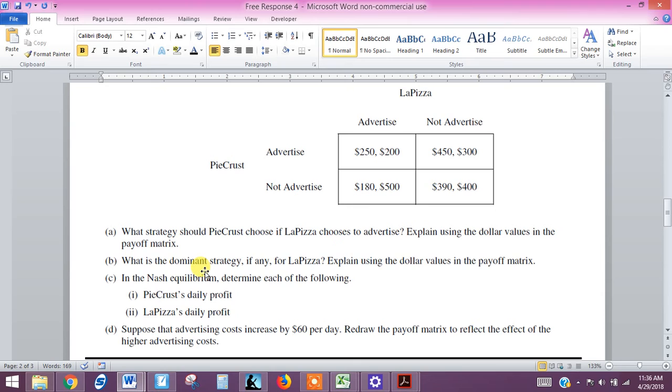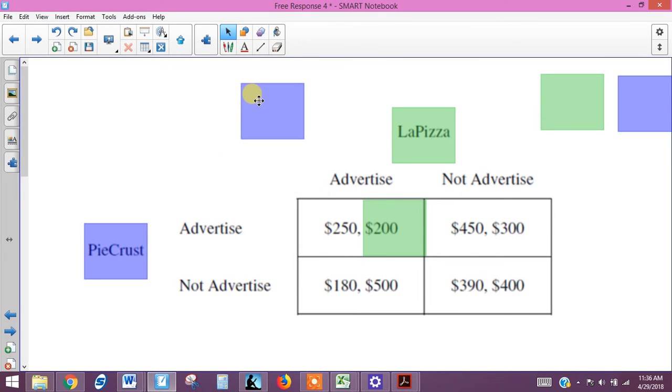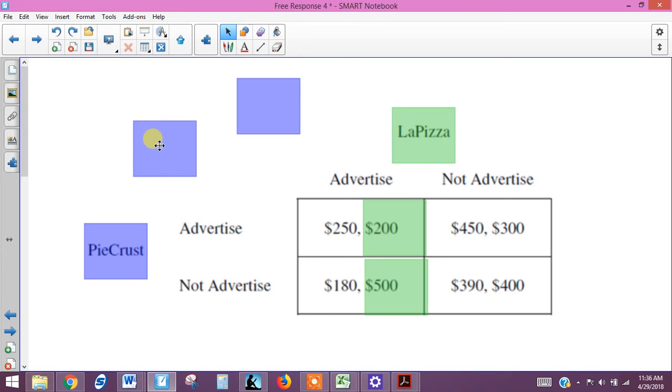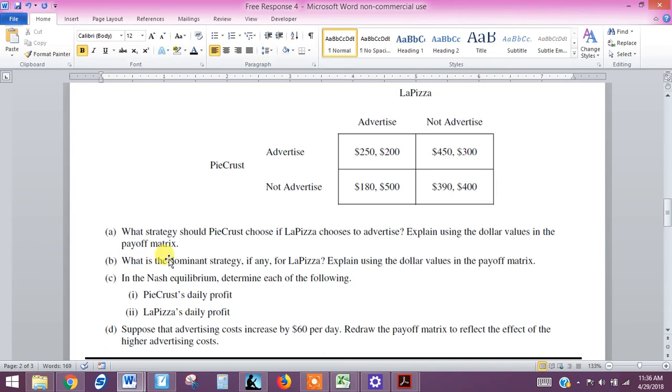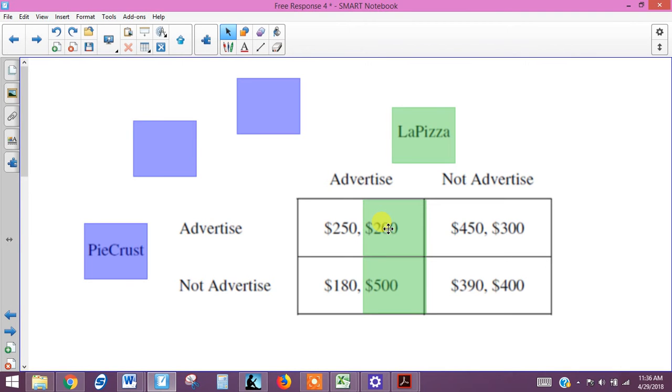Now this is a little bit more involved. We're looking at La Pizza, asking whether they have a dominant strategy. Let's say they're going to advertise. How you would determine this is, La Pizza is going to ask, are we better off advertising than not advertising, no matter what Pie Crust does? Let's say Pie Crust decides to advertise, and they're here.